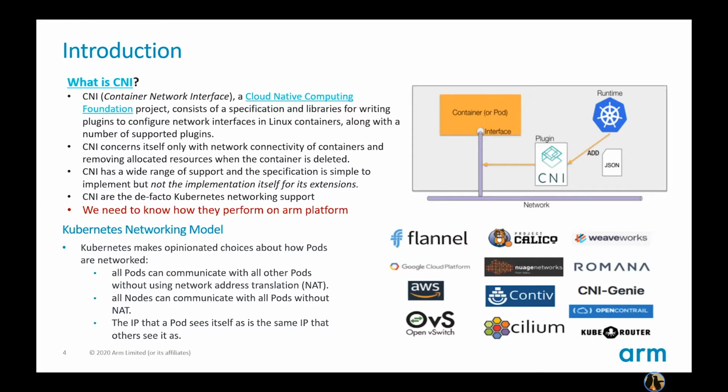Actually, we have the following CNIs, as listed in the red part, but not limited to these, because there are so many CNIs that we could talk about. We can only touch a very small part of them, because there are so many complex CNIs, each providing very good features and very good solutions for container networking. But we can only choose a very few of them to talk about.